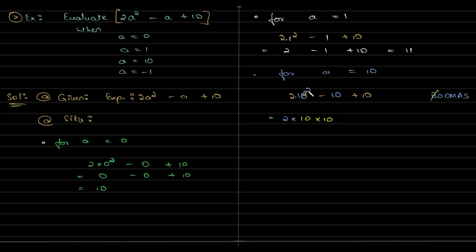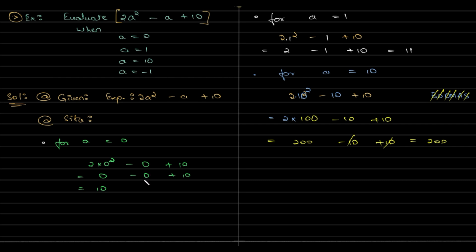So 10 square is 10 into 10. Actually, I can directly write this as 100 and need not do such a big step. Directly write 10 square is 100. No division. There is multiplication, 200 minus 10 plus 10. Addition, subtraction, yes, we have. And that is subtraction, and the answer is 200. Right?